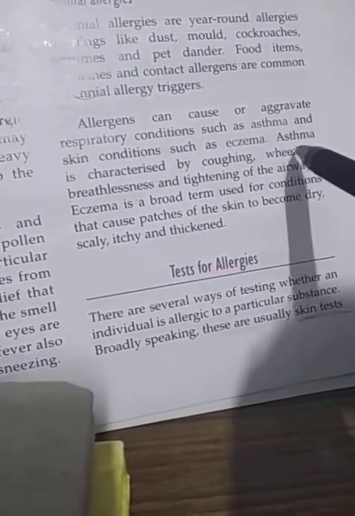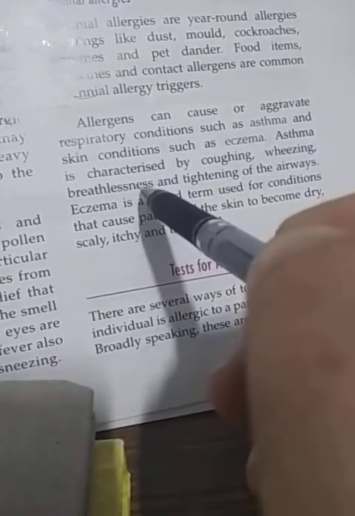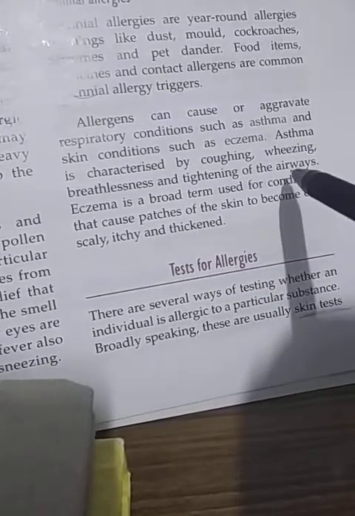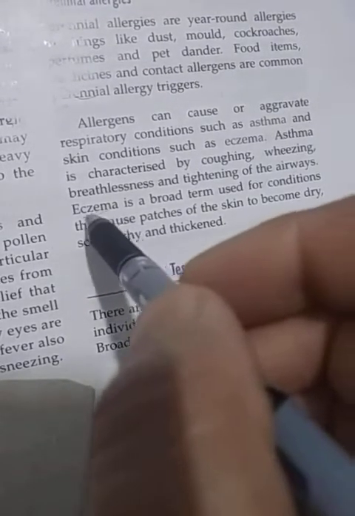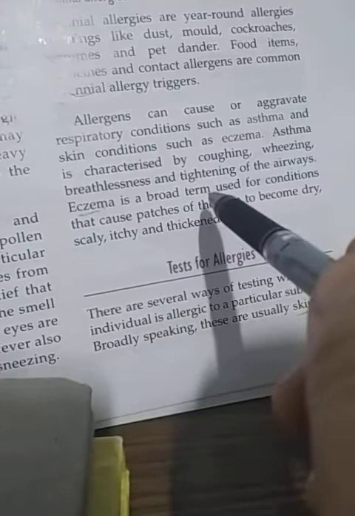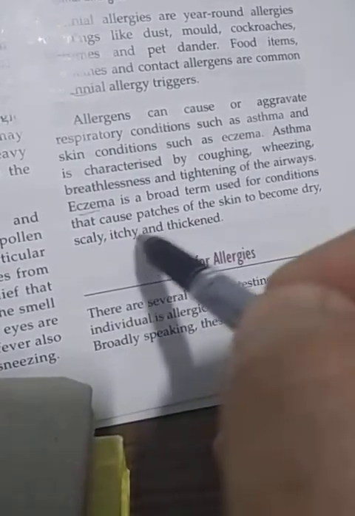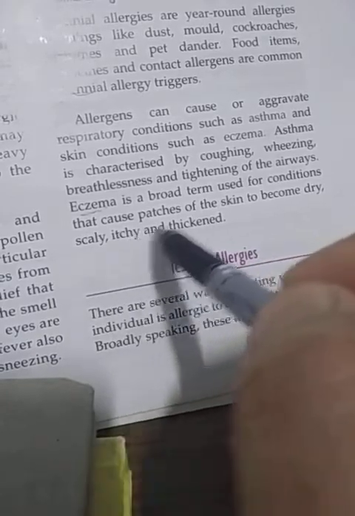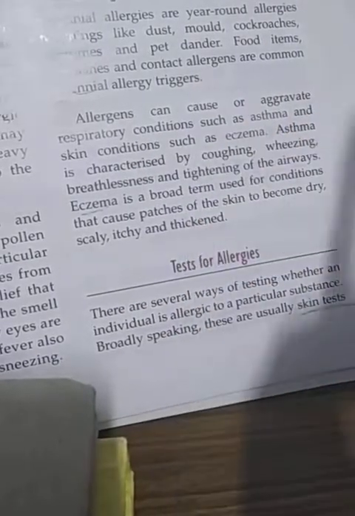What is asthma? Asthma is characterized by coughing, wheezing, breathlessness and tightening of the airways, windpipes. Then eczema, which is a kind of skin infection, is a broad term used for conditions that cause patches on the skin to become dry, scaly, itchy and thickened. So these are the diseases caused due to allergies.